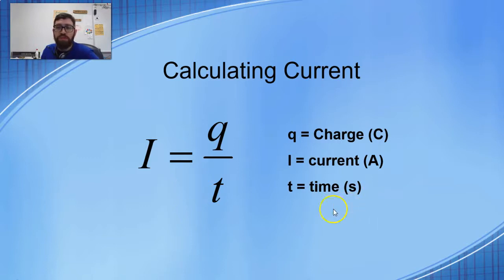So I equals Q over t. Current equals charge divided by time. This equation is useful because, again, it shows us what current is. It's the amount of charge that passes a given point per unit time.